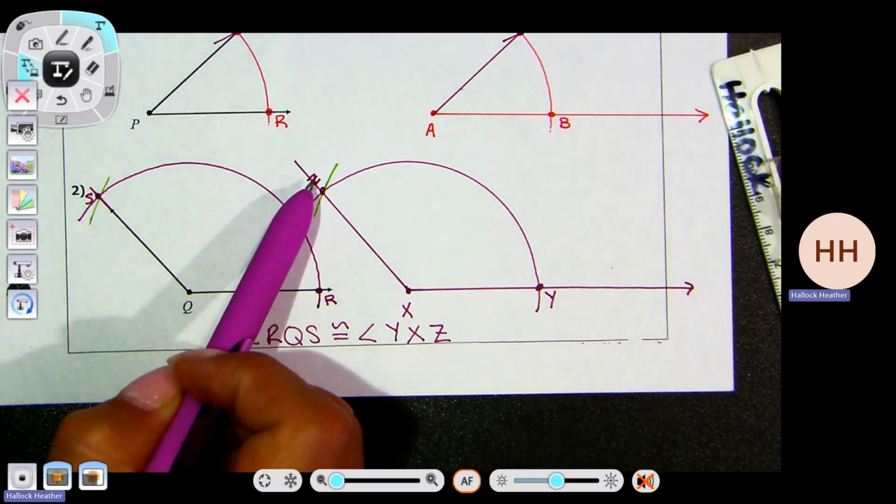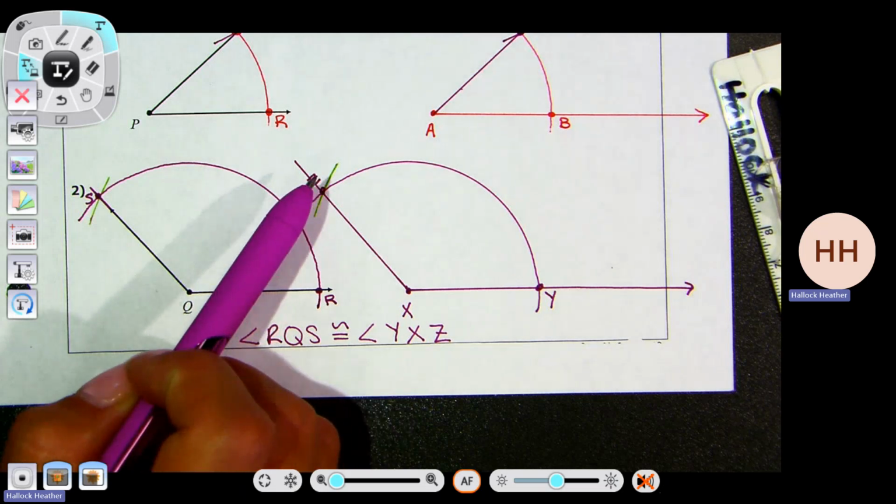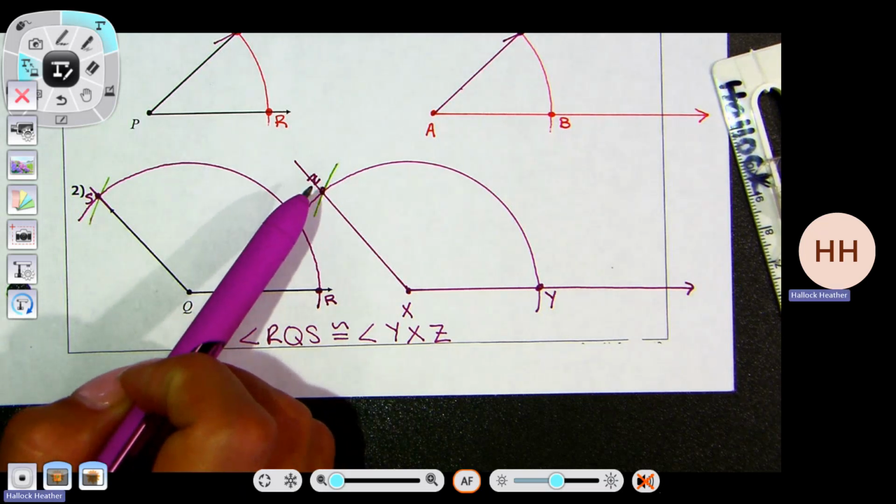That's a Z. I always put a line through my Z's because sometimes they look like twos. Most math teachers, I think, do that.